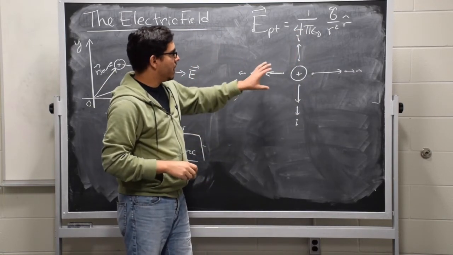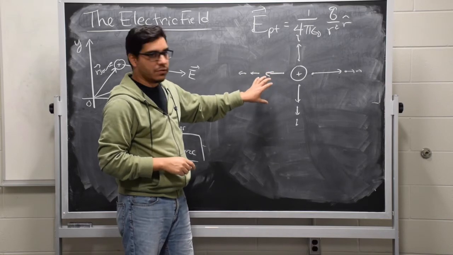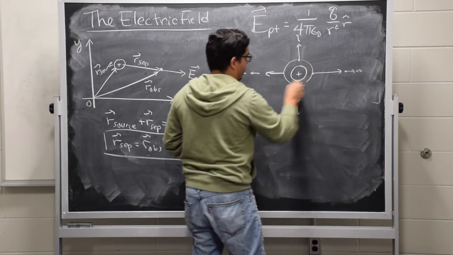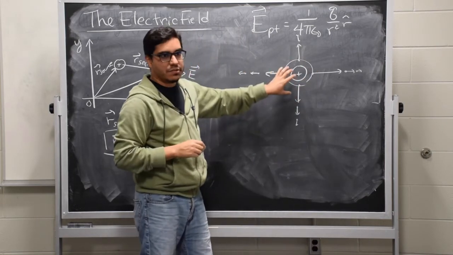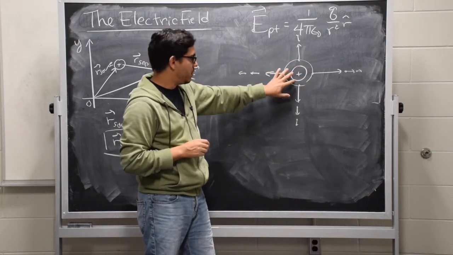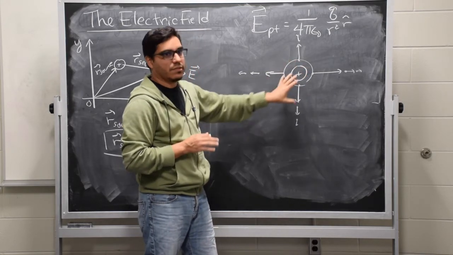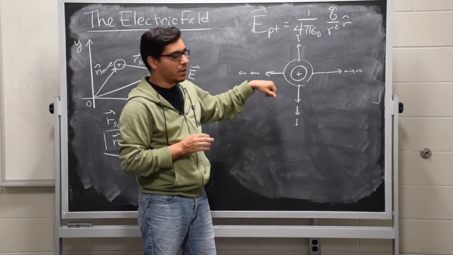Now, the other thing to notice is that the magnitude of the electric field is the same for any sort of spherical surface that is the same distance from the center of that point charge, right? So these vectors, even though they kind of don't look like they're the same size, they're meant to be the same size. They just point in different directions.